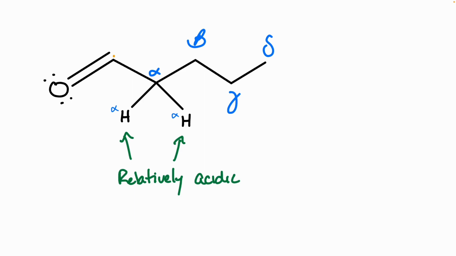All right? We're using this caveat, relatively. Kind of think on par with an alcohol. Not crazy acidic, all right? But still somewhat easy to remove, which is kind of bonkers because they're attached to a carbon, right? Carbons are very, very reluctant to give up hydrogens. So these hydrogens right here that are attached to a carbon are actually relatively acidic.